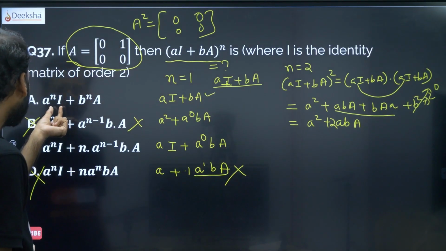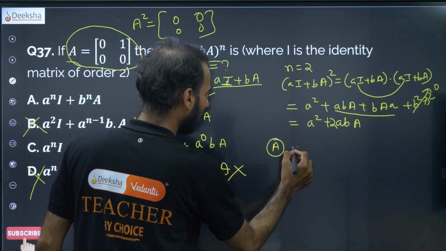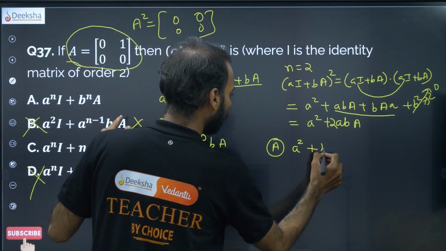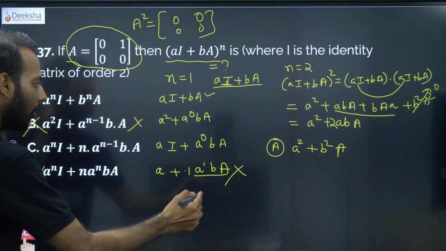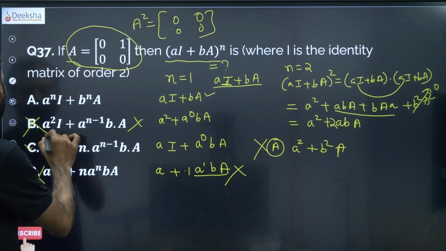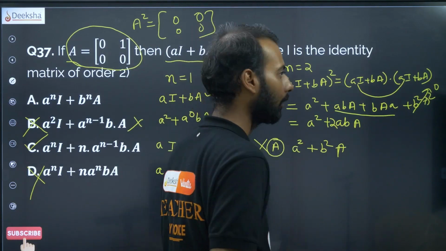Now if I place n is equal to 2 here in the first option, option A, A square plus B square A. So option A is also wrong. This is not matching with this. So we are left with only option C. So C is the answer for this.